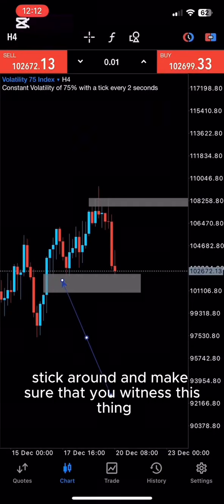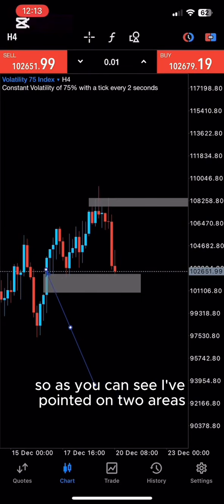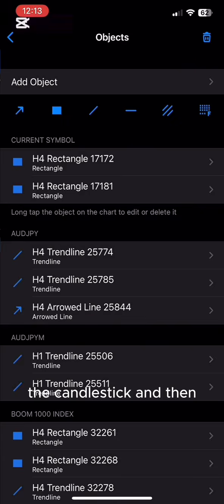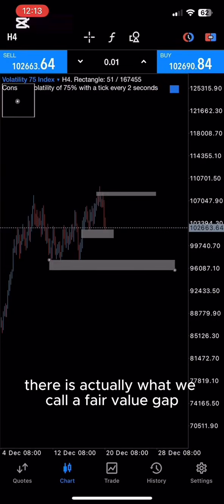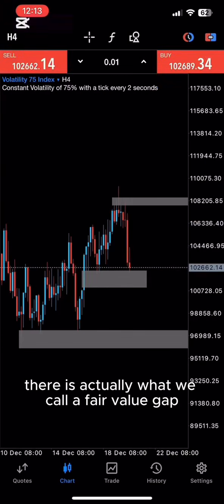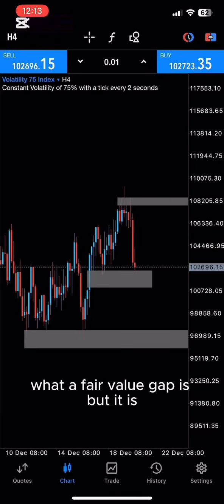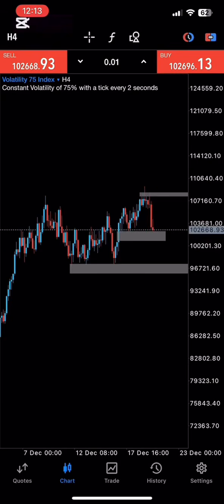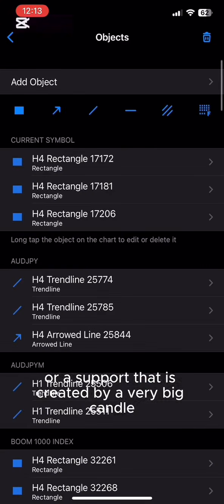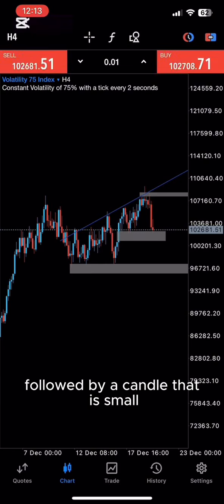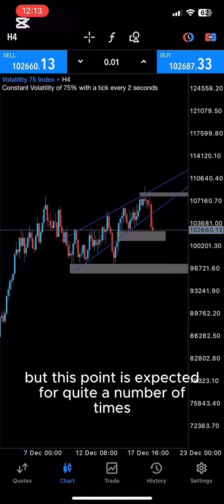So stick around and make sure that you witness this thing. As you can see, I've pointed on two areas, the candlestick, and then there is what we call a fair value gap. I'm going to explain this thoroughly in the next video. But it is a resistance or a support that is created by a very big candle followed by a candle that is small, but this point is respected for quite a number of times.